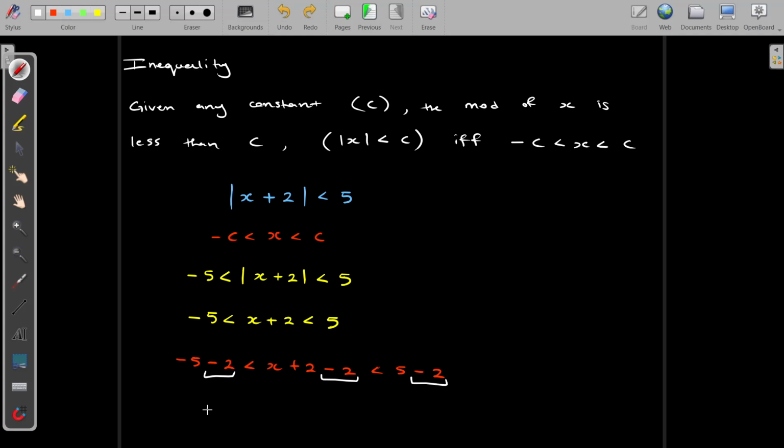So this is going to be negative 7 and 3. So this would be the solution to this question. So all we need to do is to put the modulus in between the inequalities, transpose, and get our solutions.